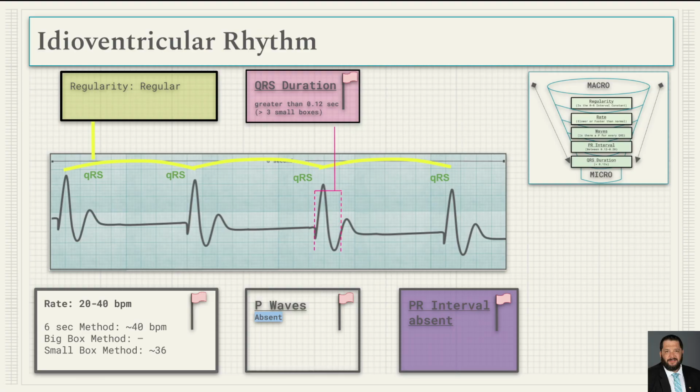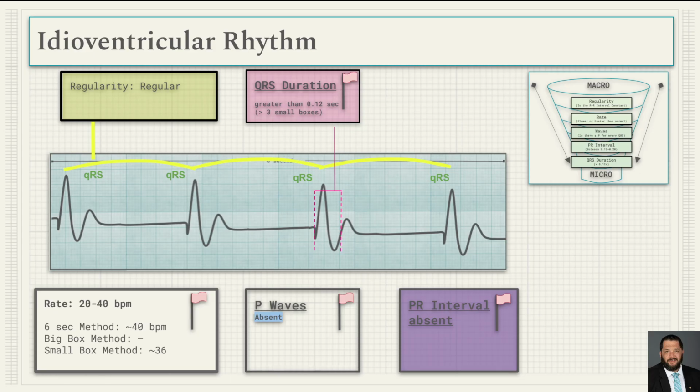Again, using our same 5-step process, we'll start with regularity. Is the R to R interval regular across the QRS complexes? Yes. Looking at our rate, our 6-second method gives us about 40 beats per minute. We exceed the capacity of our big box method calculation, and if we go to the small box method, we see that we're about 36 beats per minute.